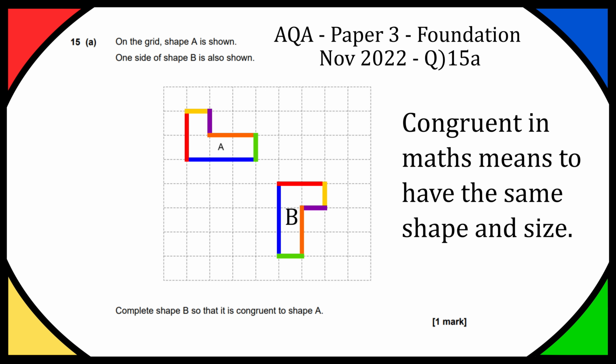So now we have shape B here, and it is congruent because it has the same shape and size. It just has a different rotation to shape A. So that's going to be the final answer. You get 1 mark for that. Seems like a lot of work for 1 mark, but fair enough.